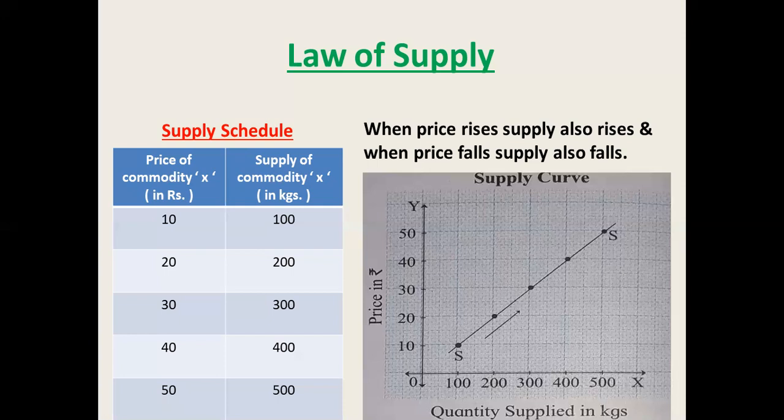This graphical representation also shows that when the price rises, supply also rises, and when the price falls, supply also falls. I will repeat that: SS is the supply curve, whose slope is left to right, upward, not downward. In the demand curve, the slope is left to right downward, but the supply curve slope is always left to right upward, and it is a positive slope.